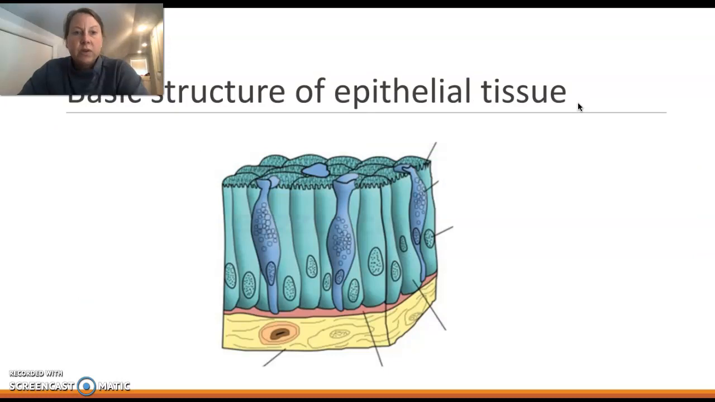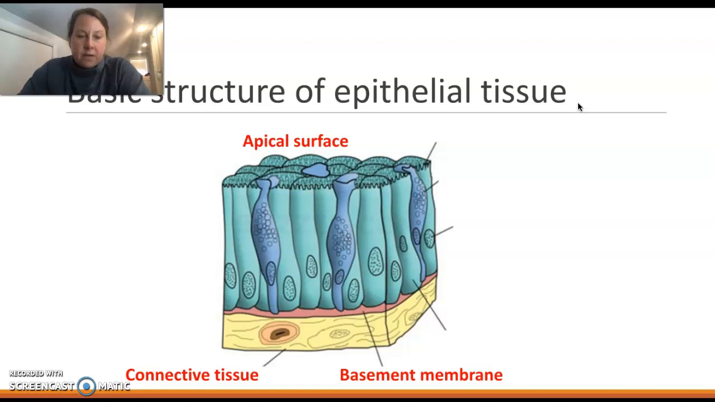All right, really quickly, looking at a basic structure of epithelial tissue. We have the apical, or the free surface, and then we have the basement membrane down at the bottom. That's the one that is attached to the connective tissue underneath, which is what I just said about connective tissue. Then we should be able to see the nucleus or nuclei within each cell.